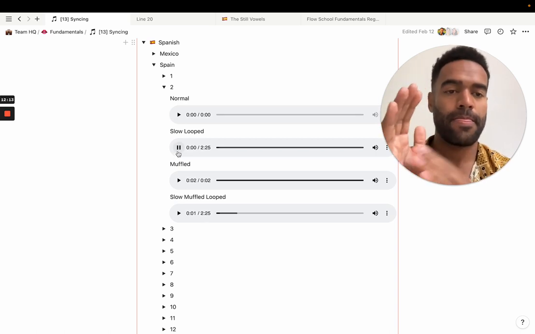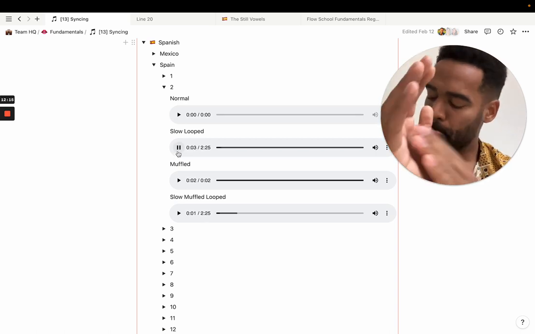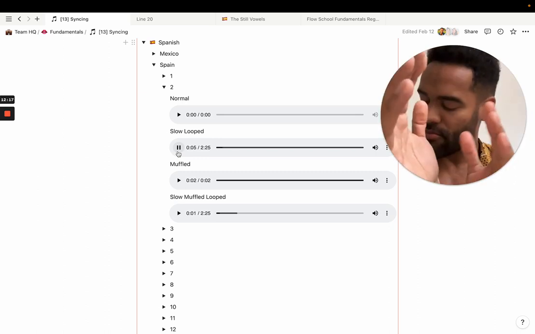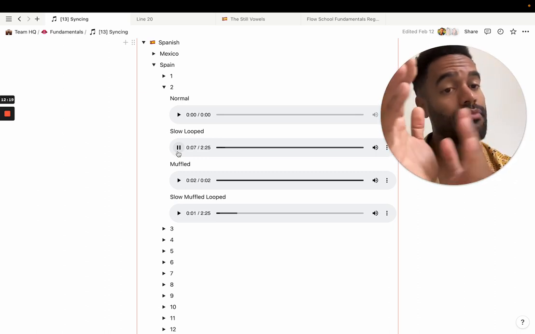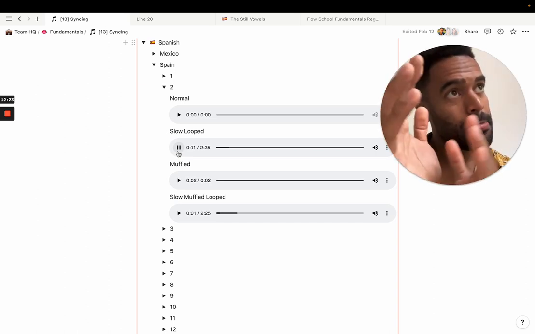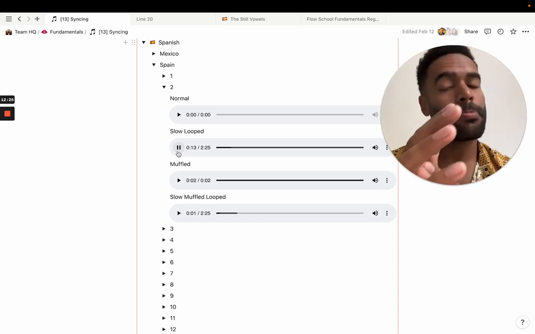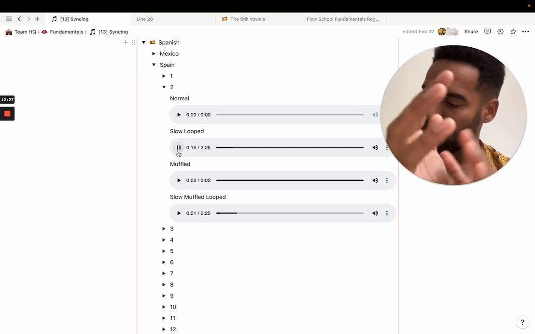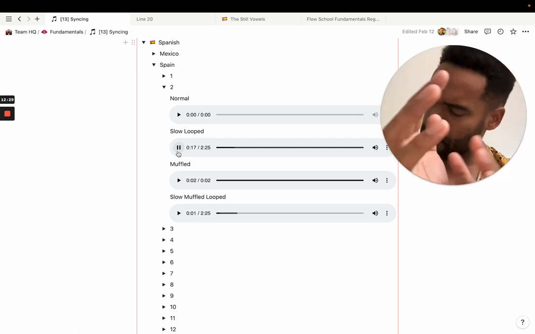De su dueña tal vez olvidada. De su dueña tal vez olvidada. De su dueña tal vez olvidada. De su dueña tal vez olvidada.